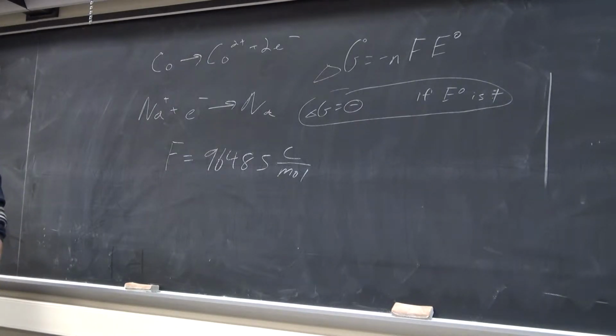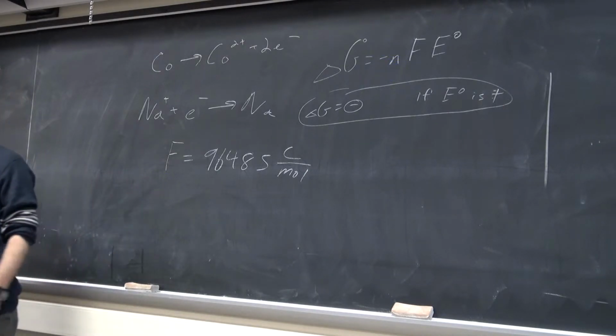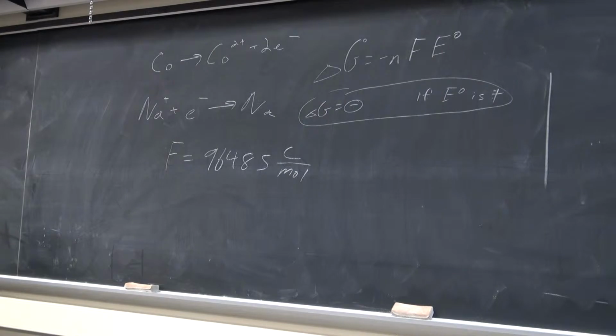What exactly is N in the equation? It's the number of electrons. Where do we get the number of electrons from? From the half reaction.